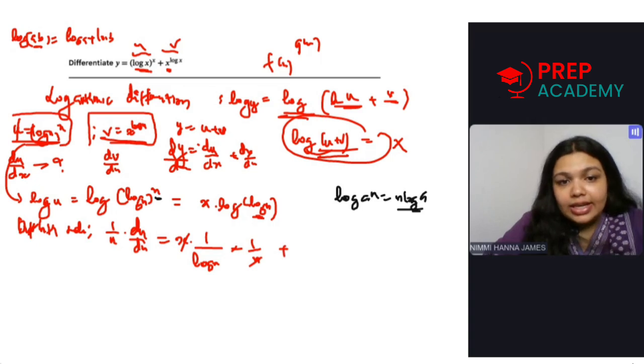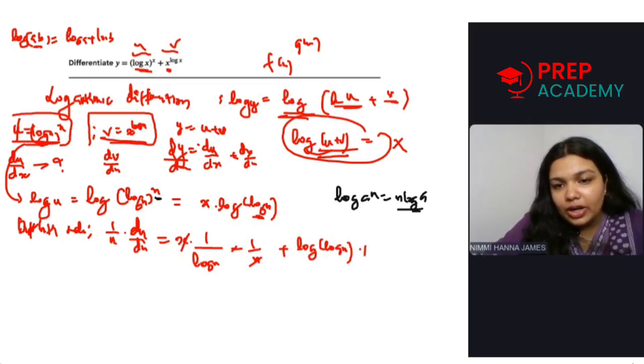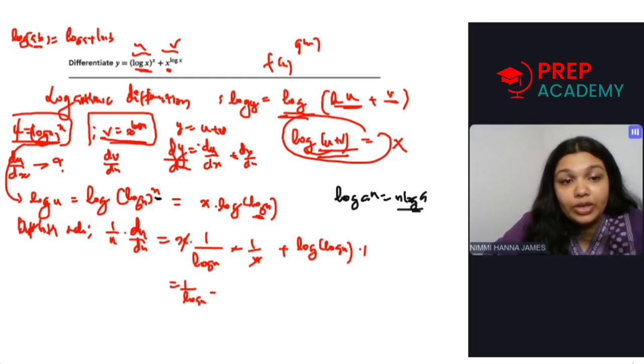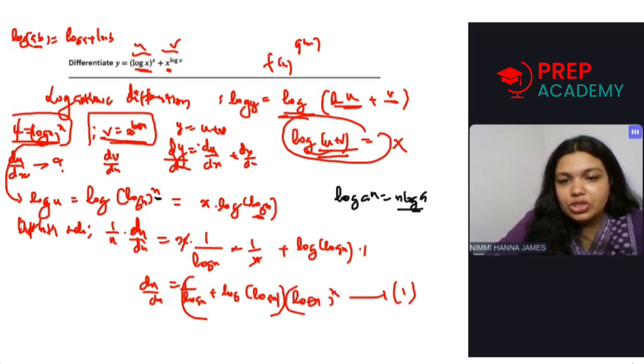Now plus chain rule. So now keeping log log x right there, and differential of x is 1. So 1 by log x. Now, we wanted du by dx. So for this u, we transpose to the other side. So 1 by log x plus log of log x into u. Okay, what was u? Log x raised to x. So this is equation number 1.